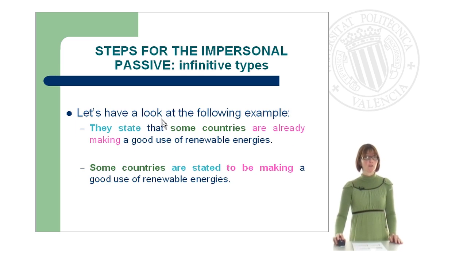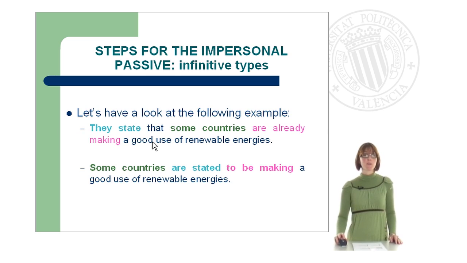Right, let's have a look at the following example. They state that some countries are already making a good use of renewable energies. And in this case, we have a reporting verb, they state, which is in the present simple, plus a that clause, that some countries are already making a good use of renewable energies. In the that clause, we have a subject, some countries, and we have a verb, are already making.